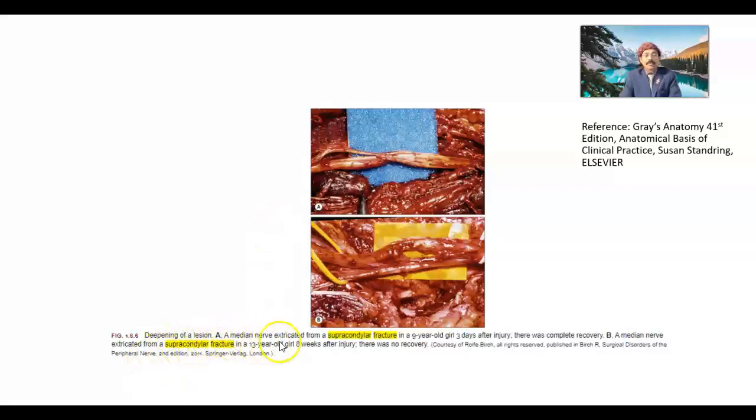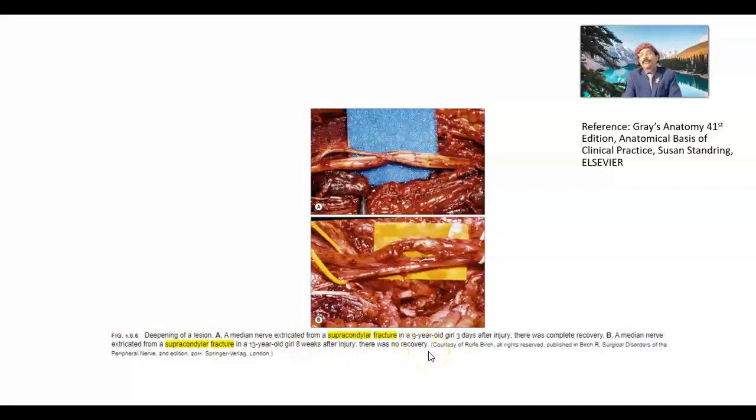Here, a median nerve extricated, that is, removed from compression from a supracondylar fracture. A 9-year-old girl, 3 days after injury, had complete recovery, but it should be done very quickly, within a few days, maybe within a few hours, of any damage or compromise of the nerve. A median nerve extricated, that is removed or separated from a supracondylar fracture in a 13-year-old girl 8 weeks after injury. There was no recovery possible.